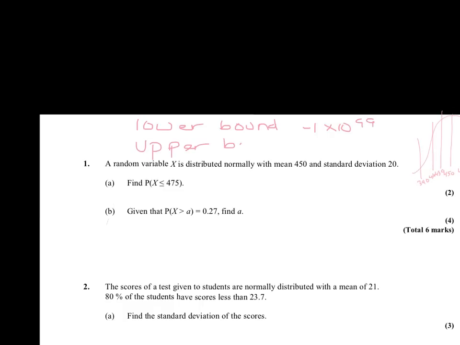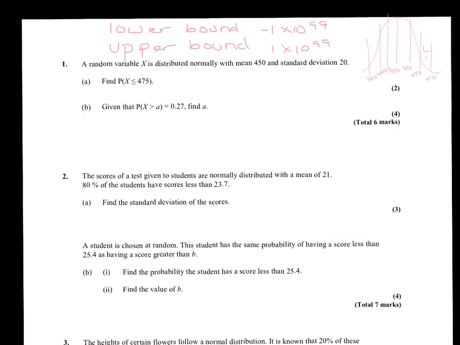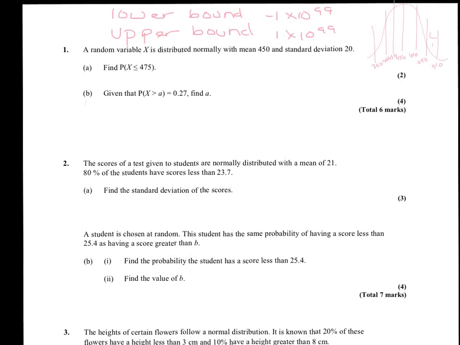And if you're going to use your upper bound for positive infinity, you're going to do positive 1 times 10 to the 99th. So in this situation, 475 is our upper bound because it's everything under 475. So our lower bound is negative 1E99, or negative 1 times 10 to the 99th. And then we fill in our mean and our standard deviation. Mean is 450, standard deviation is 20.